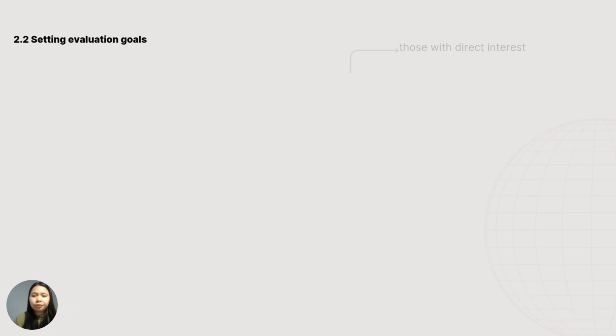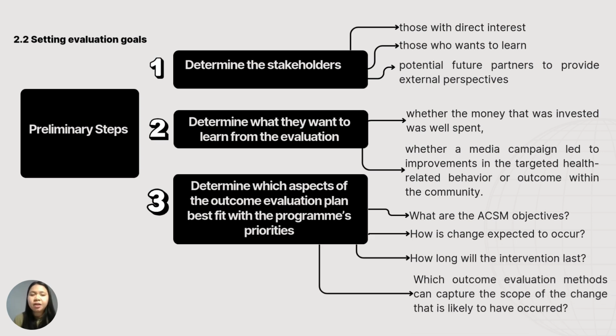Now, moving on to setting evaluation goals, here are the preliminary steps before we set the evaluation goals. So the first one is to determine the stakeholders. So this will primarily be the stakeholders involved in ACSM activities or those who have a direct interest in the program. This could also be those who want to learn from the program or potential future partners who may provide external perspectives to the ACSM activities.